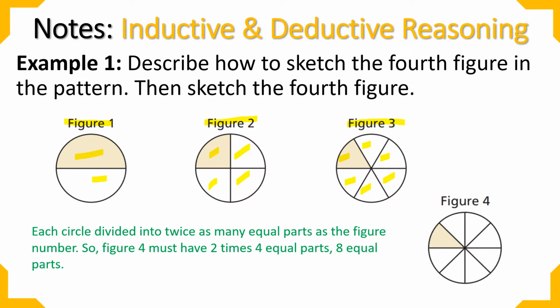This is an example of inductive reasoning, where you make observations about something, you look for patterns, and then you use those patterns to make a guess or a conjecture.